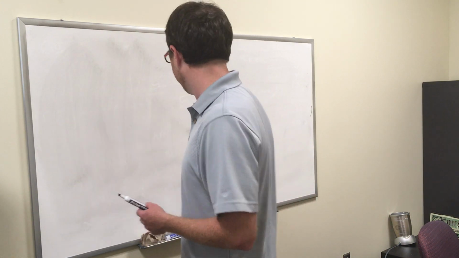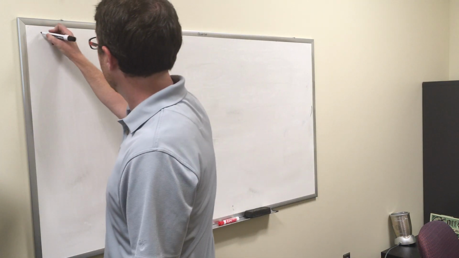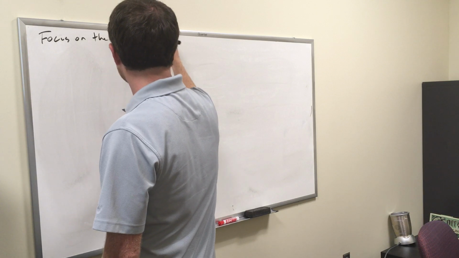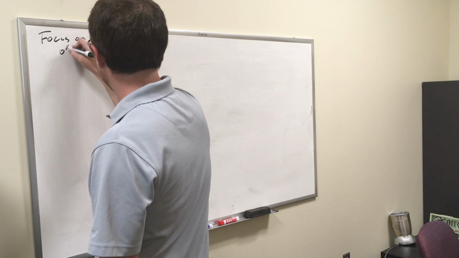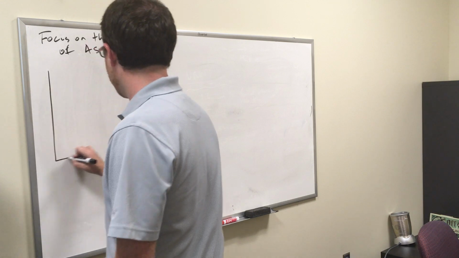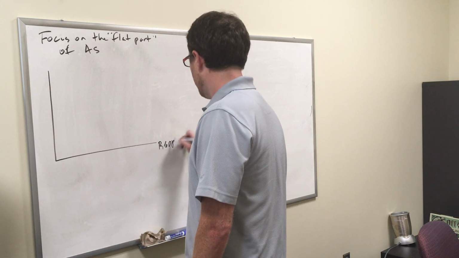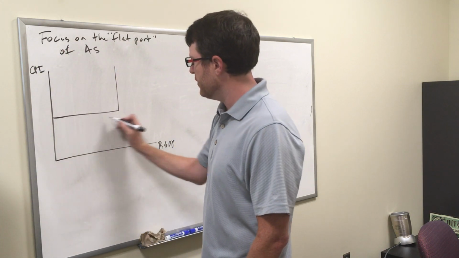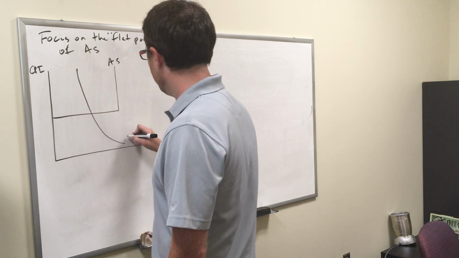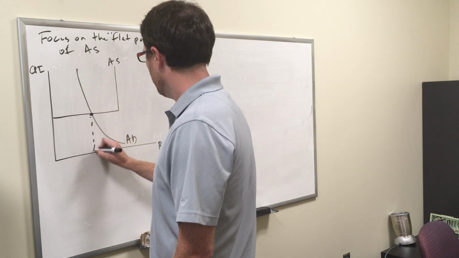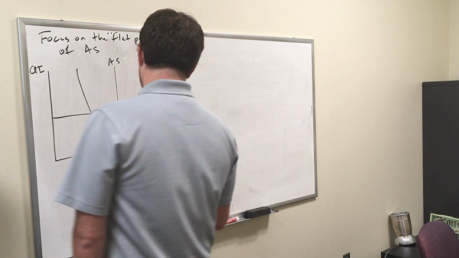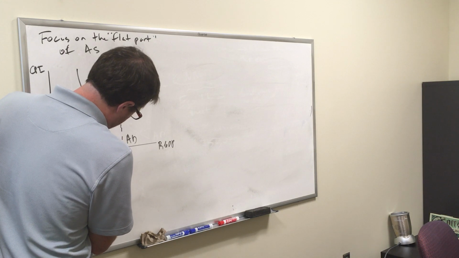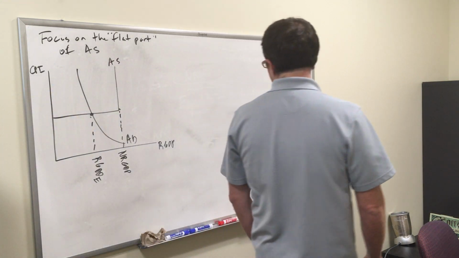Okay, so first, let's focus on the flat part of aggregate supply. Okay, so I'm basically just redrawing what we just had. And I want to know what's going on here and why is this portion of it flat. So let's imagine here's our economy and what appears to be a really painful recessionary gap with our real GDP far below the natural real GDP.